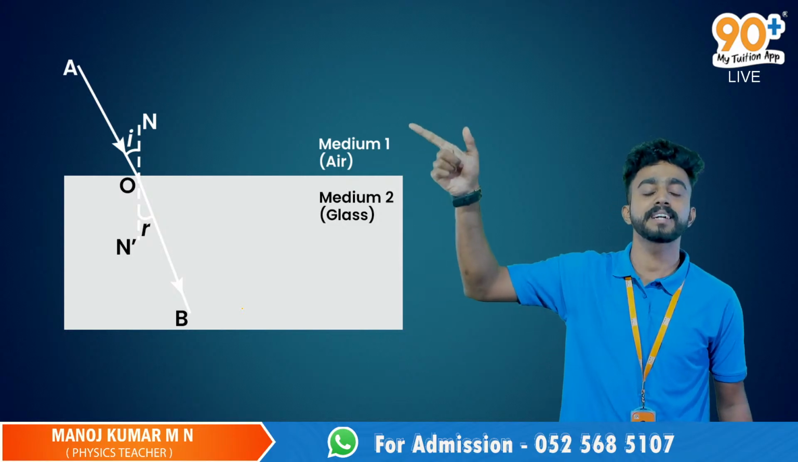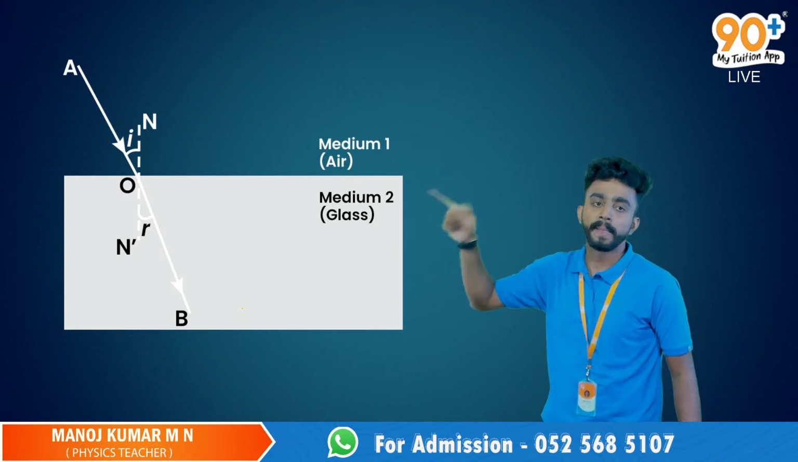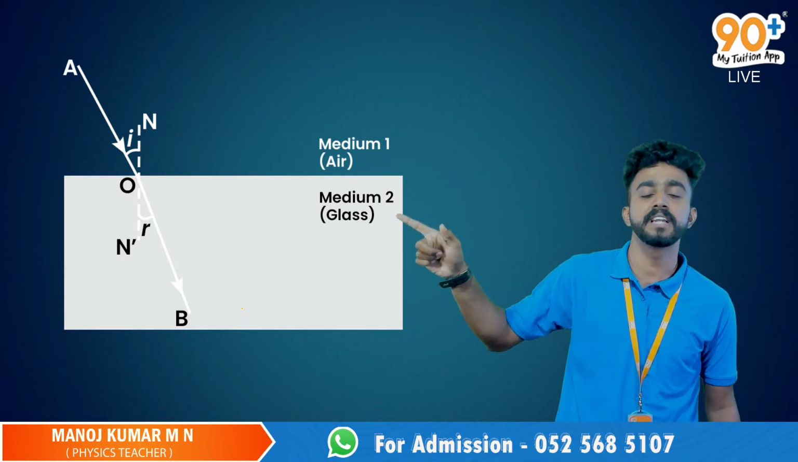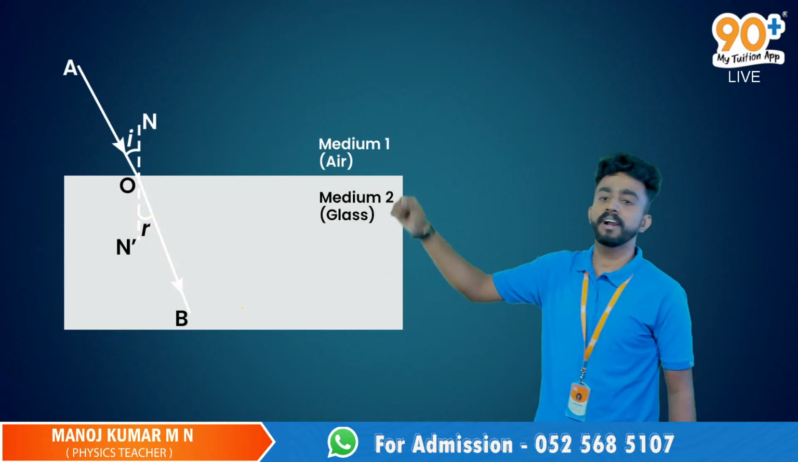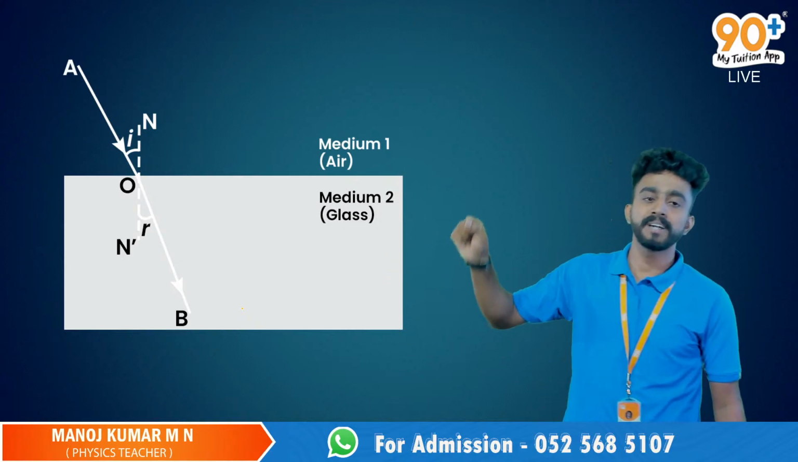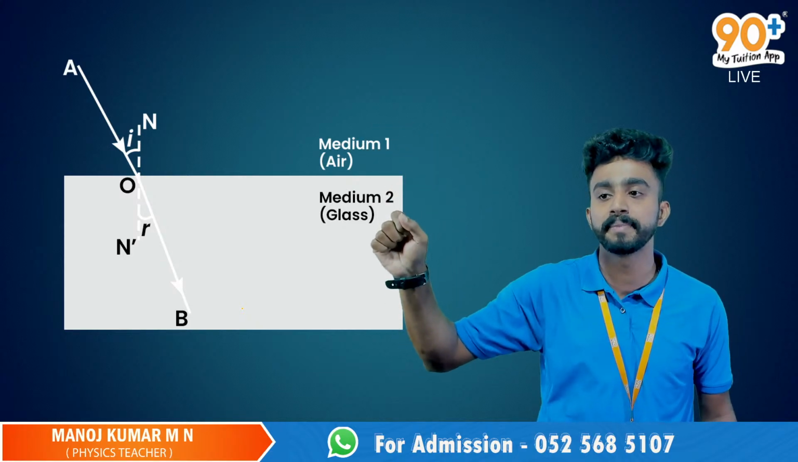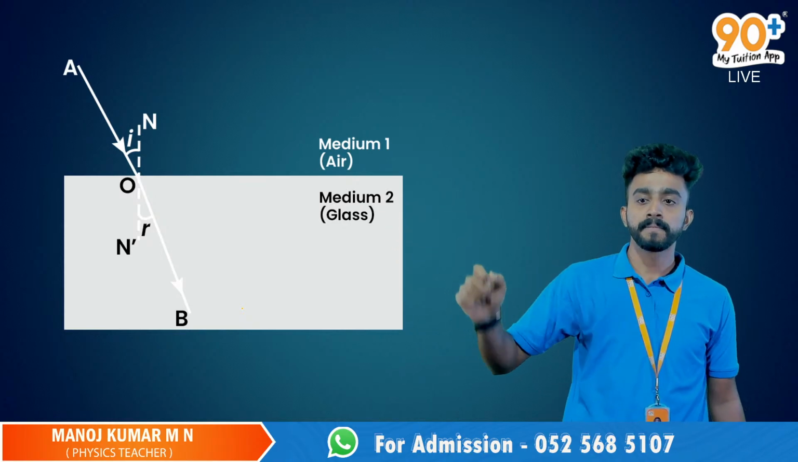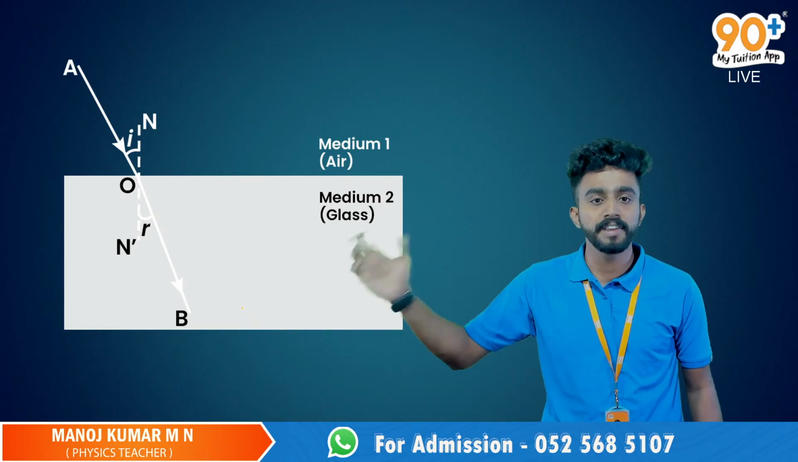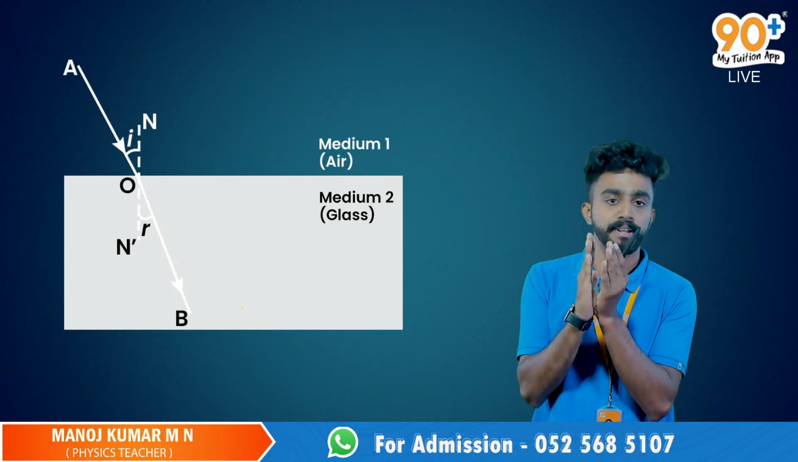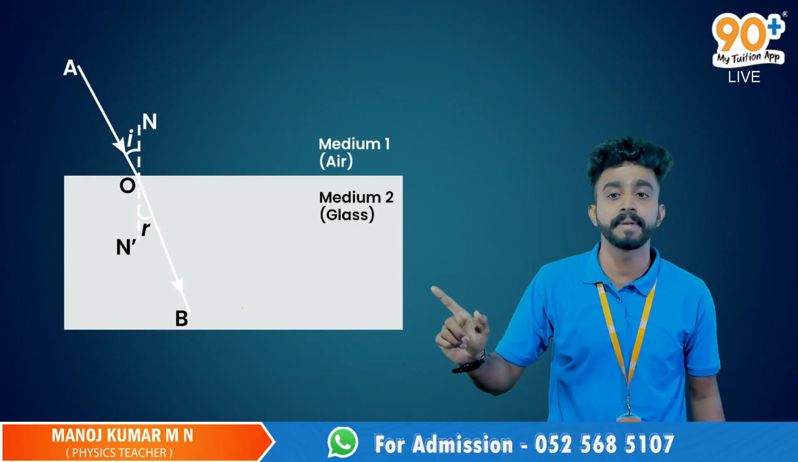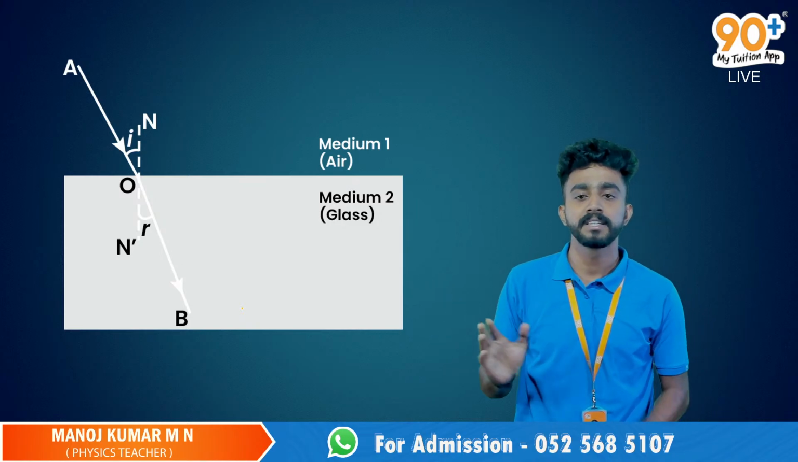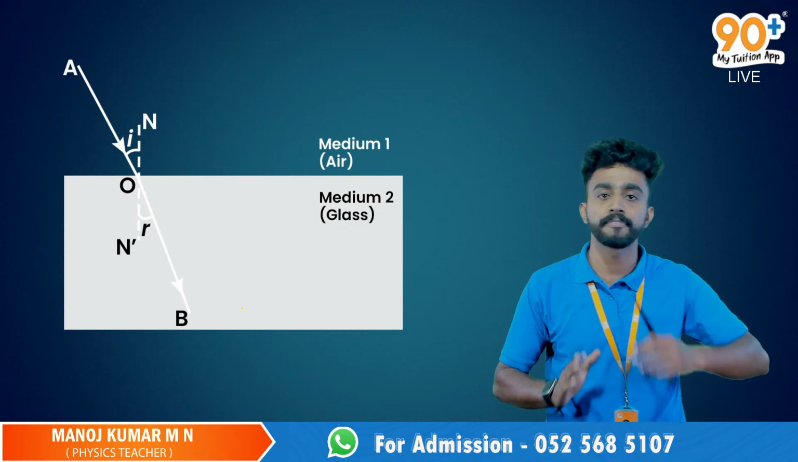Fine. So initially, we are considering medium 1, that is air, and next we are considering medium 2, that is glass. So basically, when a ray of light passes from a rarer medium to denser medium, what happens? The refracted ray will bend towards the normal. When the ray of light passes from a denser medium to rarer medium, what happens? The refracted ray will bend away from normal.